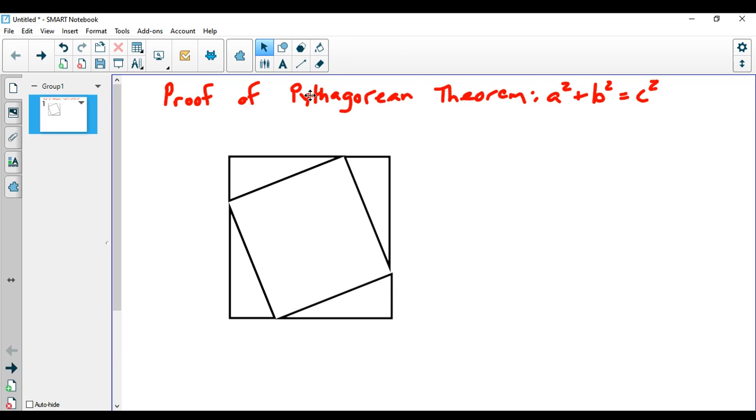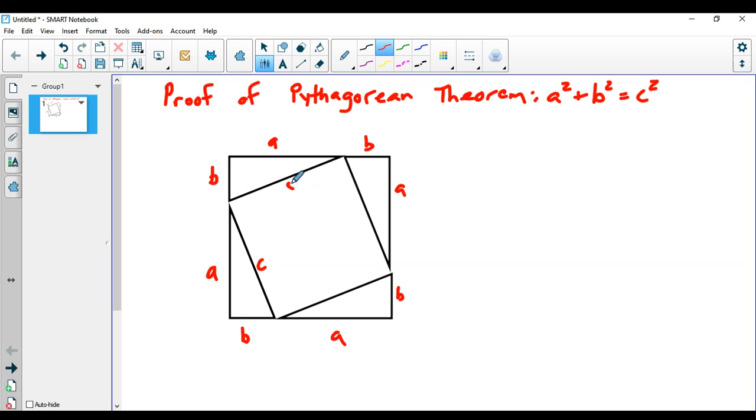And what I'm going to say is these are all right triangles. I'm going to say that this side is A, this leg is B, and the hypotenuse across from the right angle is C, right? And that's going to be the same all the way around. The long side is A, the short side is B, long side A, short side B, and these are all C all the way around.